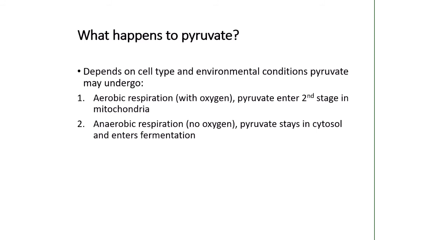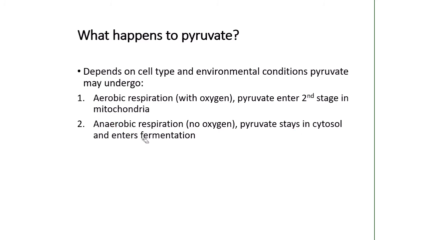Even within the human cells, whether you have sufficient oxygen or not would cause pyruvate to go in 2 separate paths. So with sufficient oxygen, the pyruvate will undergo aerobic respiration, and it will enter the mitochondria to do phase 2, stage 2. If there is not enough oxygen, such as during strenuous exercise, then the pyruvate will undergo anaerobic respiration instead. Right? So aerobic means with oxygen, anaerobic means without oxygen.